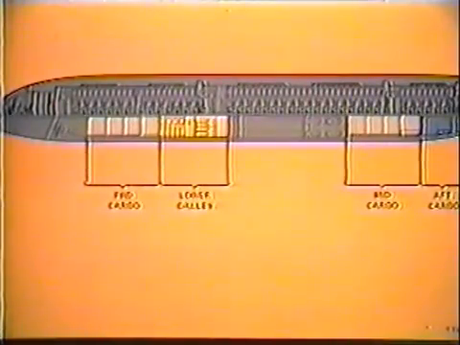The forward cargo compartment, the lower galley, the mid and aft cargo compartments are located in the area under the floor. The forward and mid cargo compartments are for containerized or bulk cargo. The aft cargo compartment is for bulk cargo and pets. All cargo compartments are Class D.